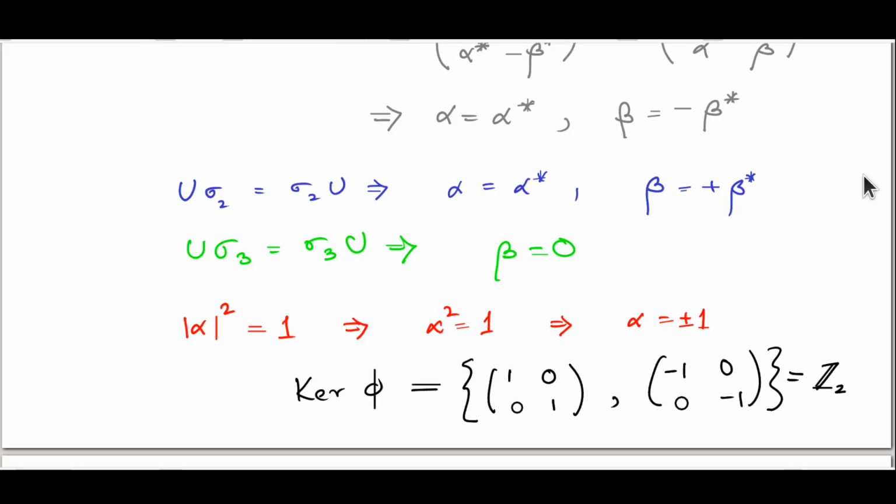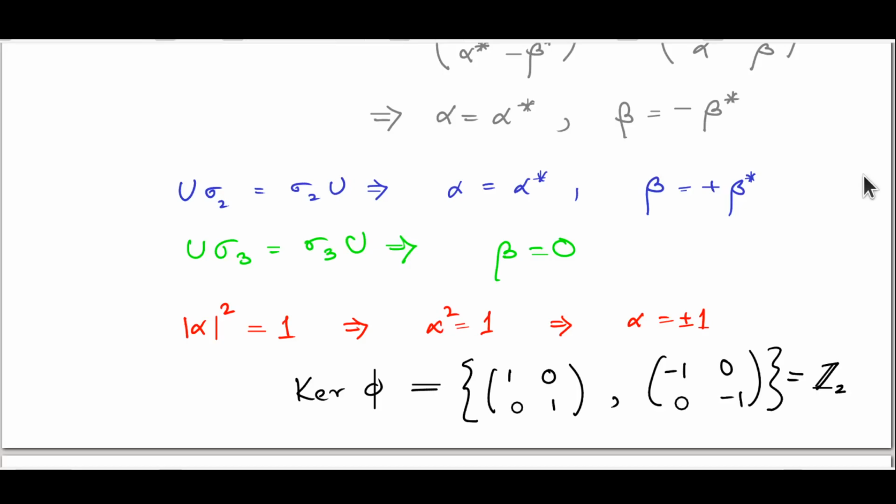Now this kernel, as we have already seen before, is a group. It's a subgroup of the domain. And in this case, it's a group containing two elements. And as we all know, there is only one group which contains two elements, the group Z2. No matter what the actual identity of the elements are, the group is always basically Z2, the group of two integers 0 and 1 under addition modulo 2.